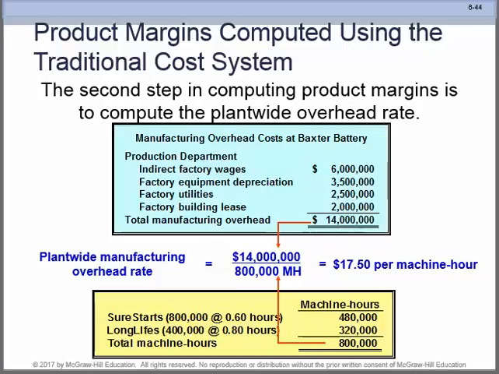This is now saying that we're going to have a plant-wide manufacturing overhead rate, which is that predetermined overhead rate we've seen before. We're now calling it a plant-wide rate if we are assigning it globally throughout the company. Okay, so it's $17.50 per machine hour at 800,000 machine hours. It gives us our manufacturing overhead. So if you look at the arrows, it'll help you push through that.